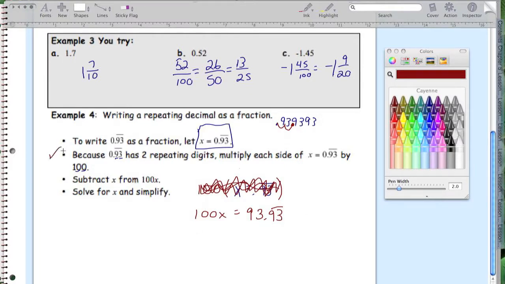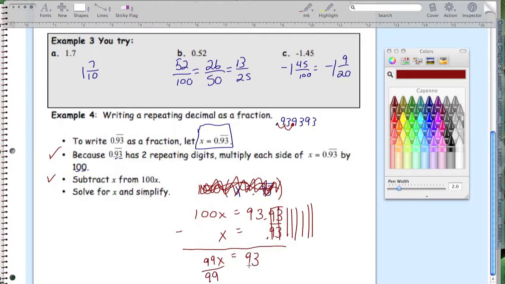We multiplied by 100. The third step says subtract x from 100x. So I'm going to subtract x, and x equals 0.93 repeating. 100x minus x is 99x. Over here, this cancels, goes to 0. That cancel goes to 0, and so would all of this. The only thing that's left is 93. To solve this equation, divide by 99 to get x by itself, and x equals 93 over 99, which is actually 31/33.